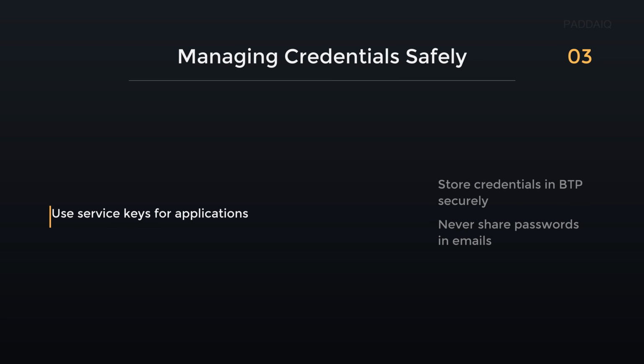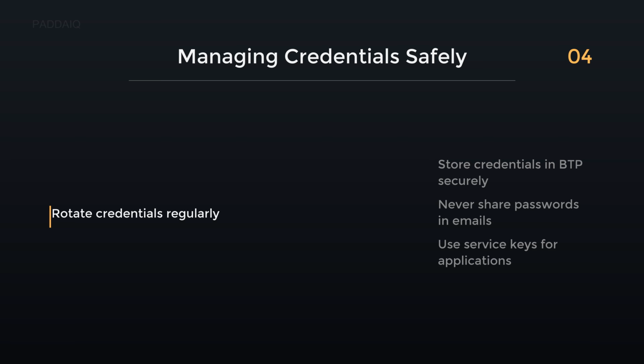Use service keys for applications. This means generating unique access credentials for each app instead of hard-coding passwords. For example, a travel app would request a service key from SAP BTP to securely connect to the Concur service without exposing login details. This method keeps your integrations secure and properly managed.